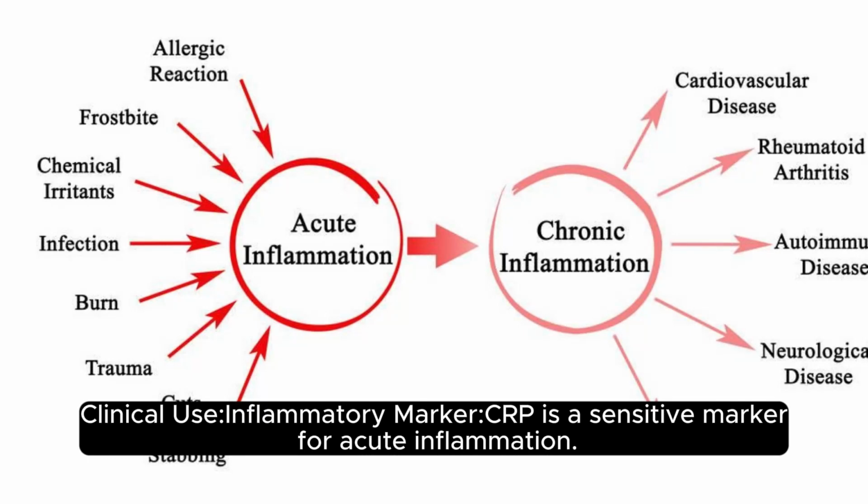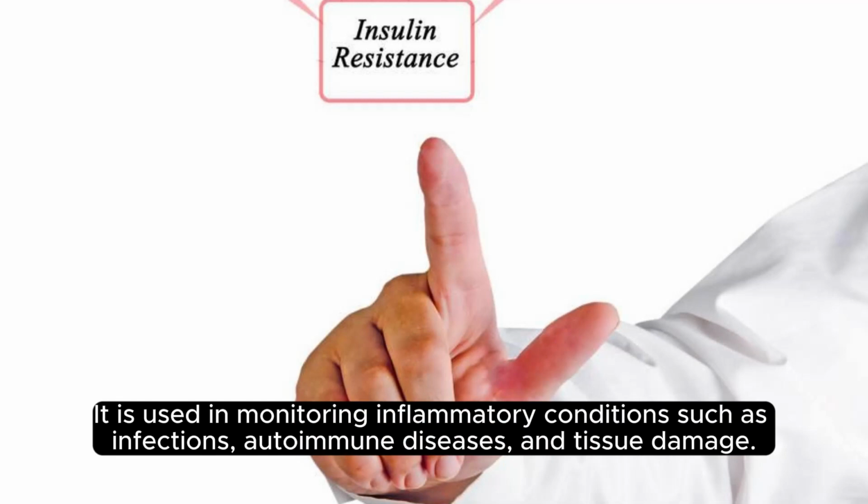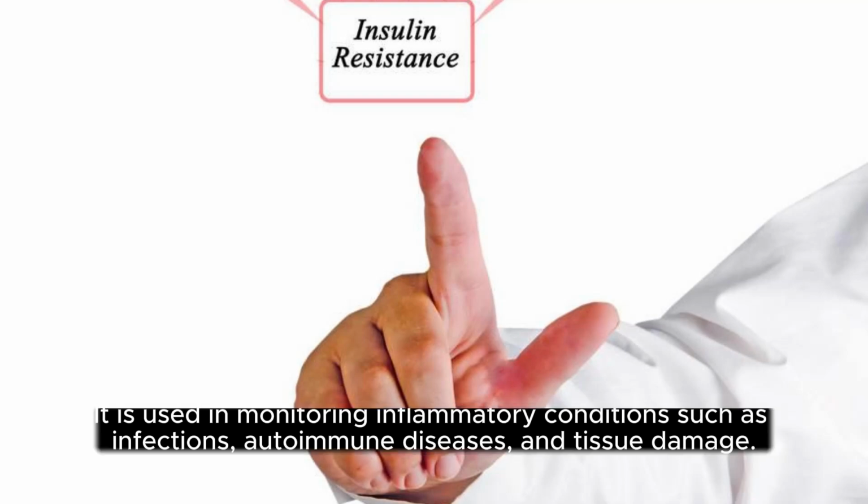Clinical use: inflammatory marker. CRP is a sensitive marker for acute inflammation. Elevated levels are indicative of ongoing inflammation, helping clinicians identify the presence and severity of various diseases. It is used in monitoring inflammatory conditions such as infections, autoimmune diseases, and tissue damage.